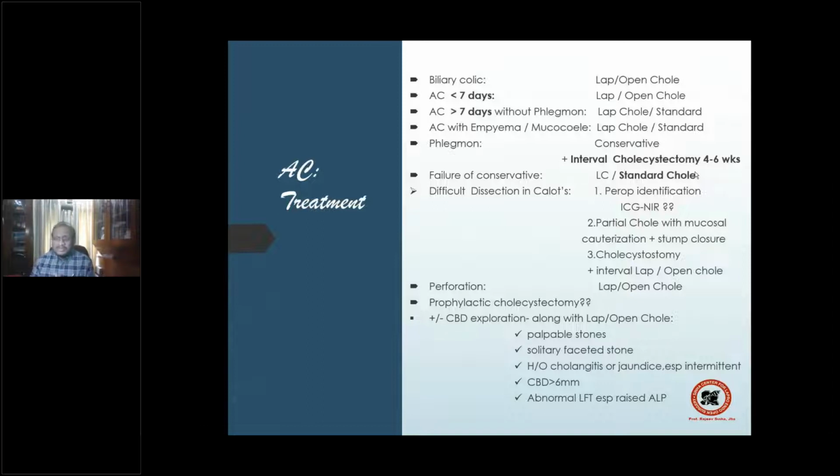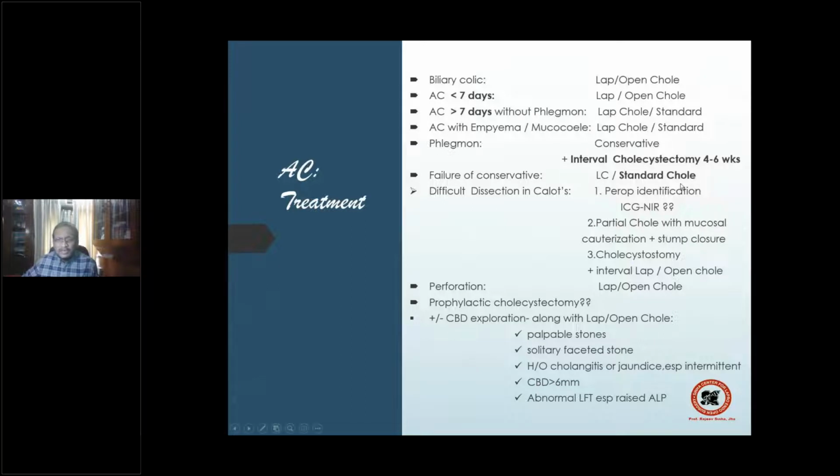And partial cholecystectomy basically means whatever you have dissected out, you do an excision, leave the rest of it behind, and close the gallbladder. And how do you do that? I'll just come to the next line.